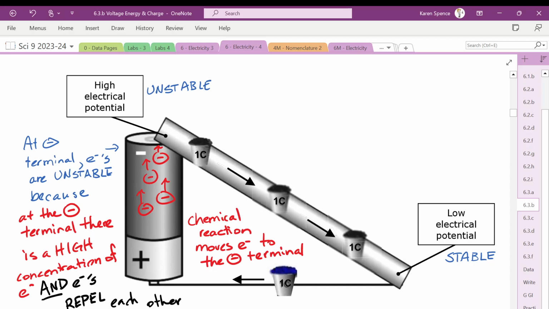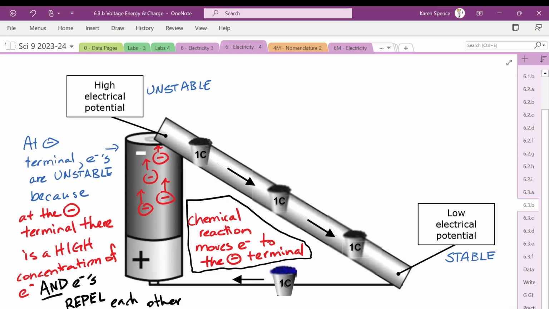So at the negative terminal, the electrons are really unstable because there is a high concentration of electrons, and those electrons then repel each other. Why is there such a high concentration of electrons at the negative terminal? Because the chemical reaction moved the electrons to the negative terminal, okay?